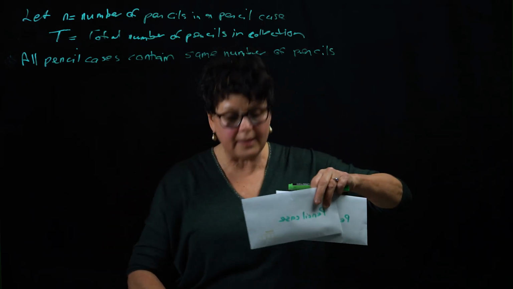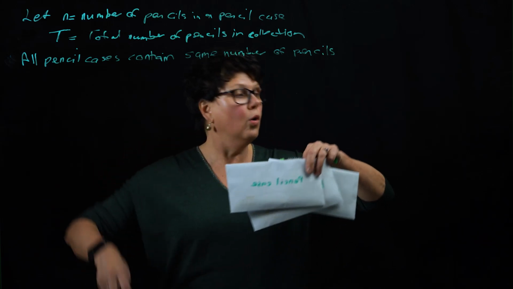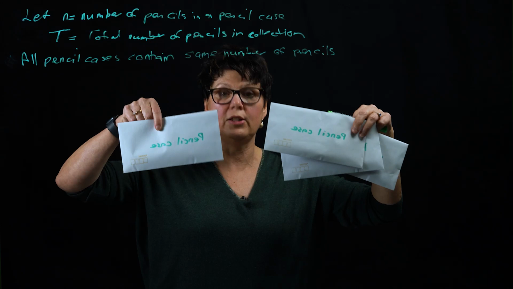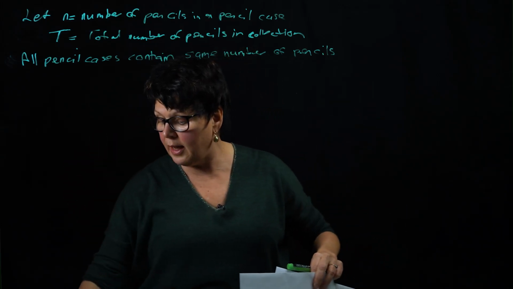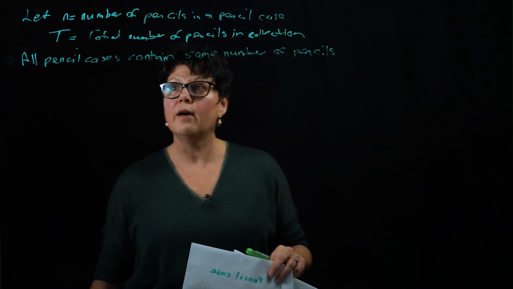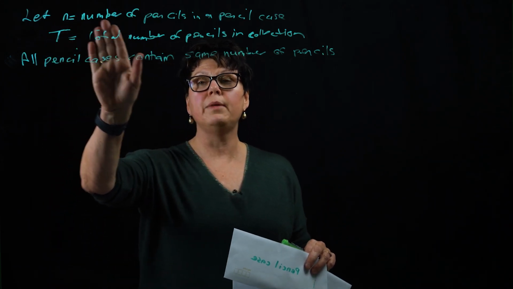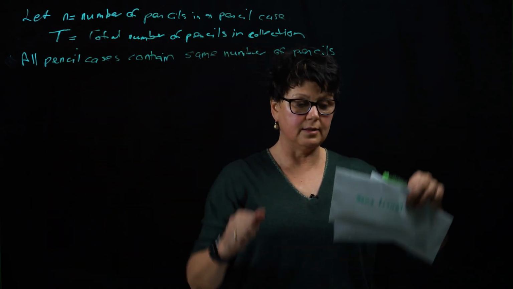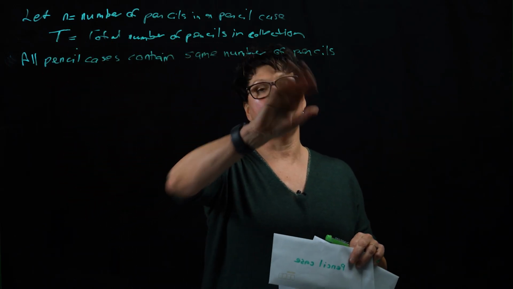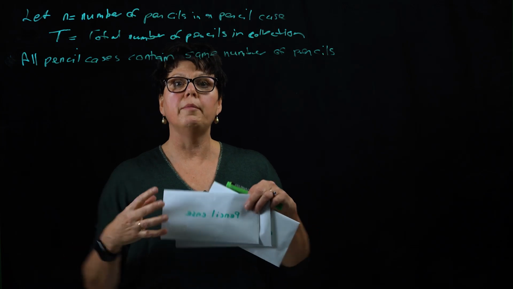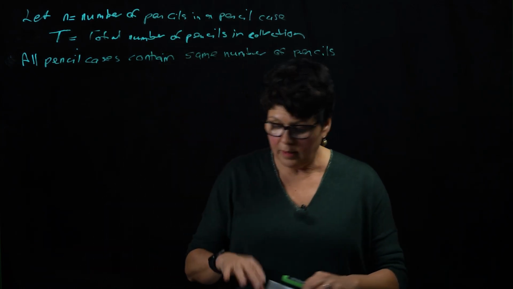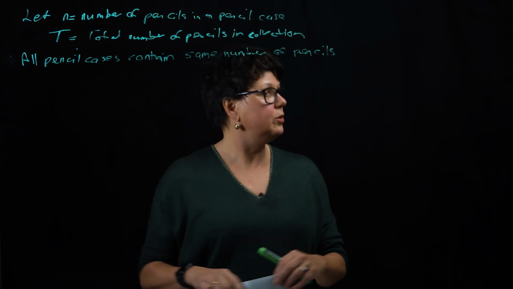4 identical pencil cases, all with the same number of pencils in them. We're going to have to use our imagination just a little bit. And we have sticks which are going to represent pencils. So our variable is let n be the number of pencils in a pencil case. Let t be the total number of pencils in the collection. And by collection, I mean the number of pencils I'm holding. So let's start. And this is what you would do with your students.